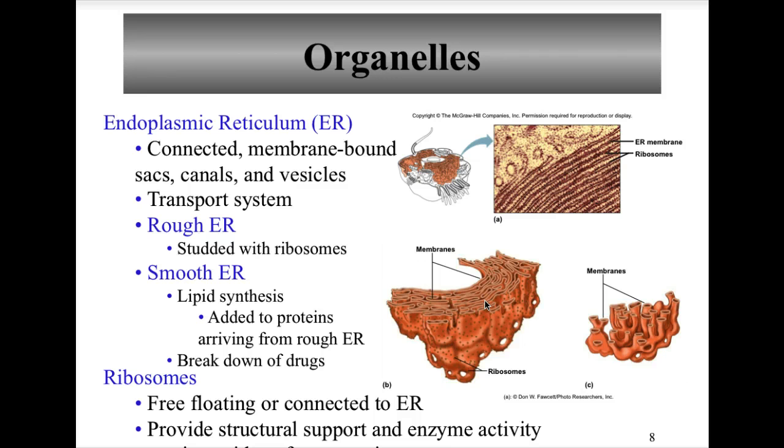You also have ribosomes, and ribosomes can be both free-floating or connected to the ER, which would make it the rough ER. They provide structural support and enzyme activities, and they are going to help form proteins. This would be the site of protein synthesis. In general, they're small granules that are dispersed throughout the cytoplasm and on the membranes of some of the ER. They are composed of RNA and protein. So you have that rRNA functions in protein synthesis, and these little structures themselves are not bound by a membrane.